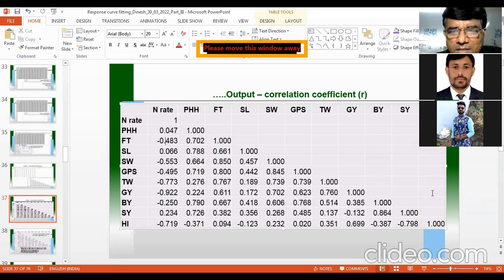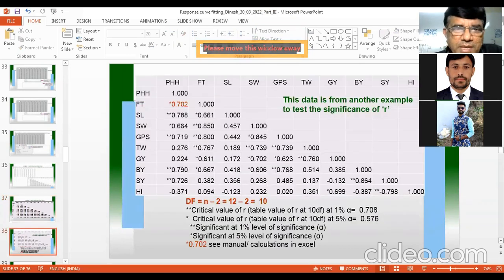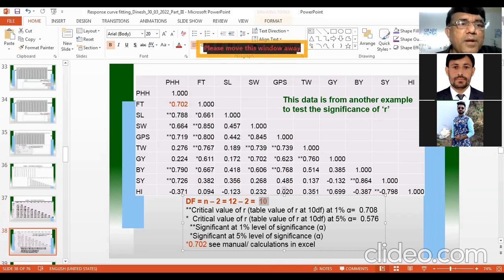And now you want to see the significance of the correlation coefficients. To see it, you need to put this correlation coefficient like this. This data is from another example to test the significance of R. So first of all, you need to work out the degrees of freedom at which you will see the table value of R. So degree of freedom here is n minus 2. So there were 12 pairs. So 12 minus 2, 10 is the degree of freedom. At 10 degrees of freedom, you can see 10.